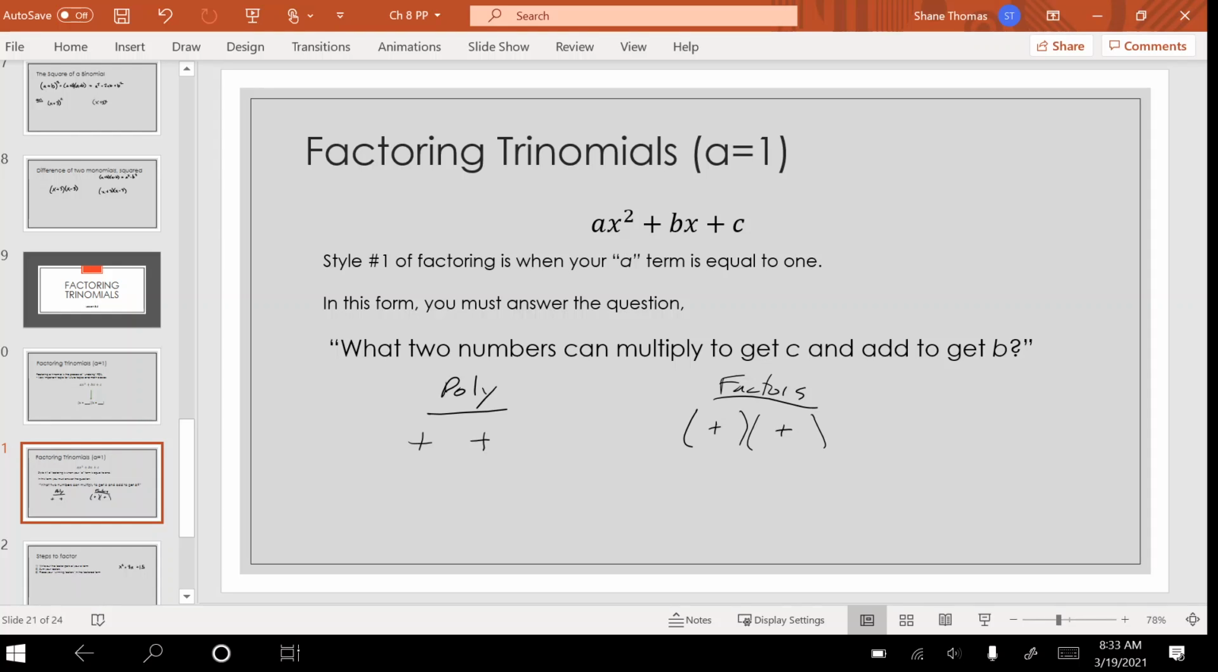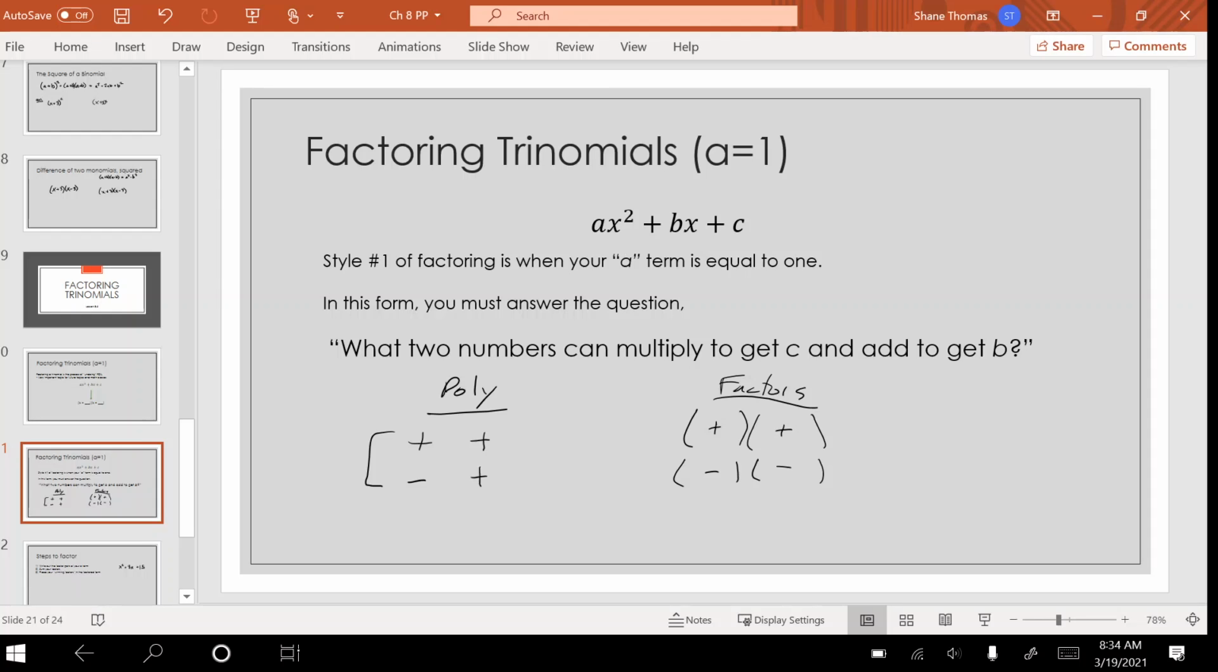Okay? If you have a minus, then a plus, your factors are going to be minus and minus. So anytime your C term is positive, that is going to make both your parentheses have the same sign. So these two are kind of grouped together. Let me say that again. If your C term is positive, both of your factored sets of parentheses will have the same sign in them.